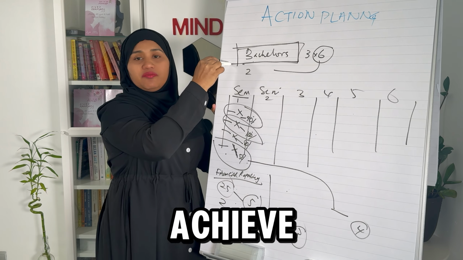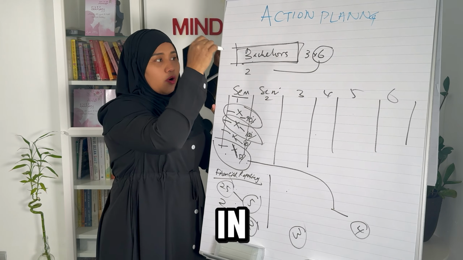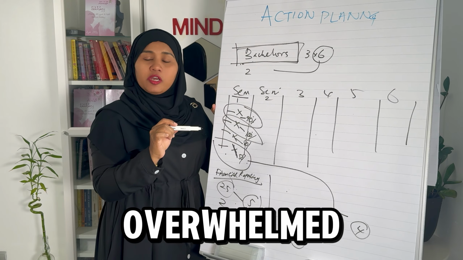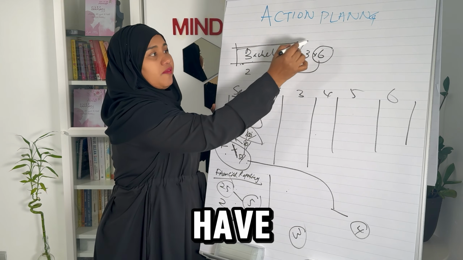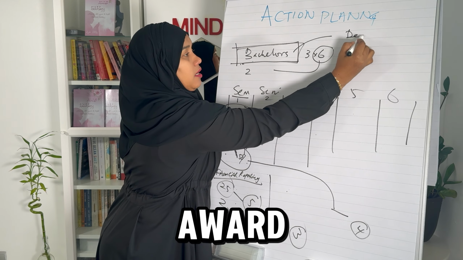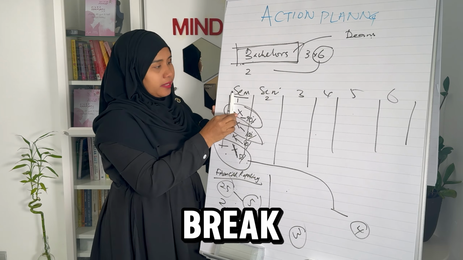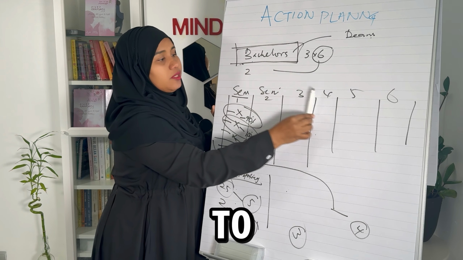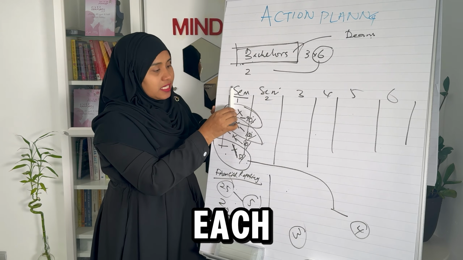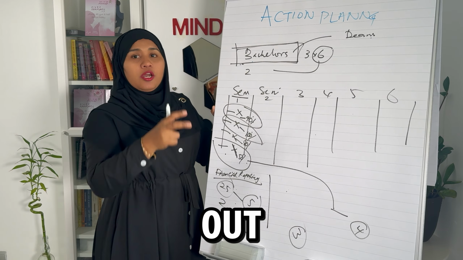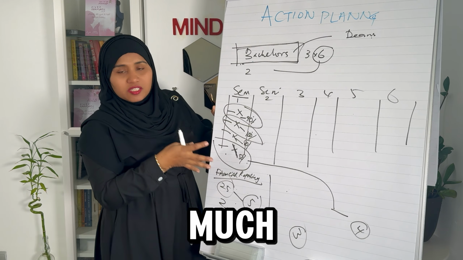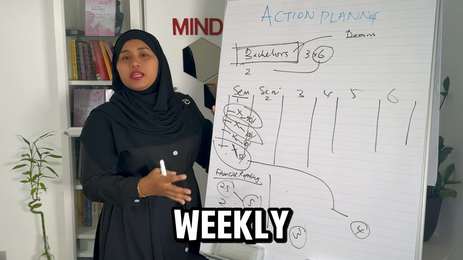You are going to achieve this bachelor's degree. But in order for you not to get overwhelmed, let's say you have a target of getting the Dean's Award. So in order to get the Dean's Award, you have to break it down into the 6 semesters. And for each semester, you separately pull out, on a different paper, how much work you have to do on a weekly basis.